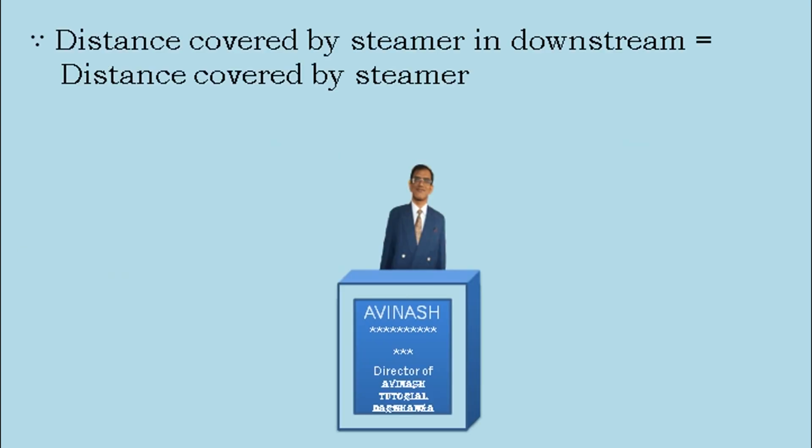The distance covered by the steamer in downstream is equal to the distance covered by the steamer in upstream. Why? Because if you go from your house to your school, you will cover the same distance as you cover when you return from your school to your house. The distance between your school and your house will always be the same, whether you go to school from home or come home from school.